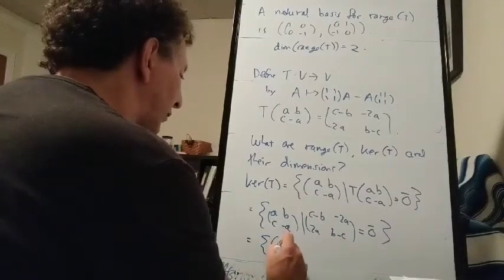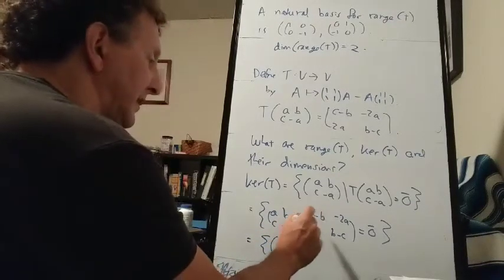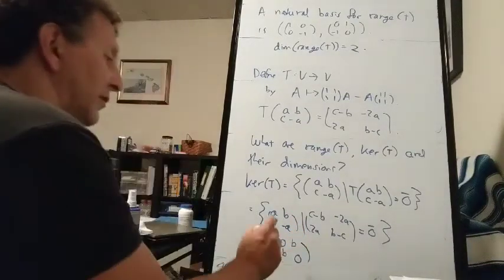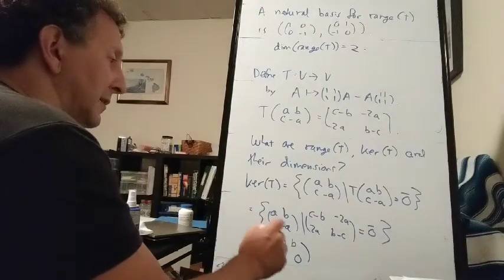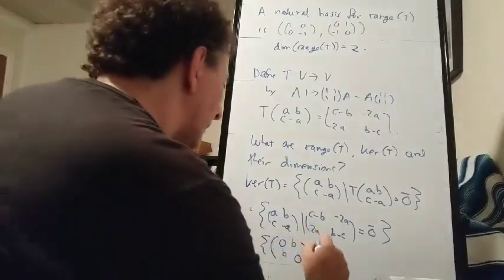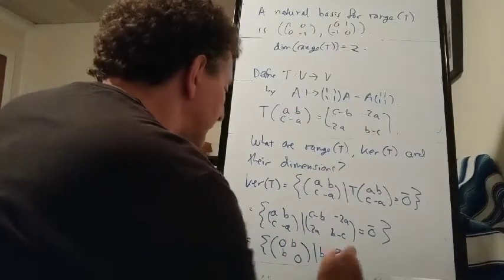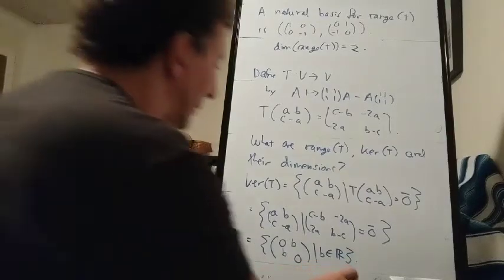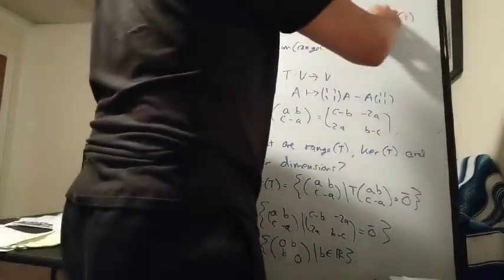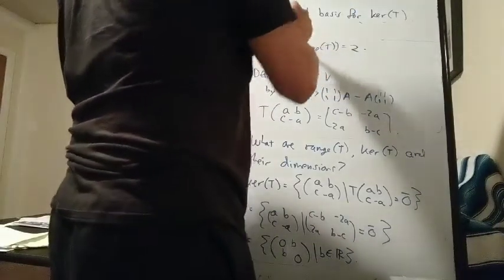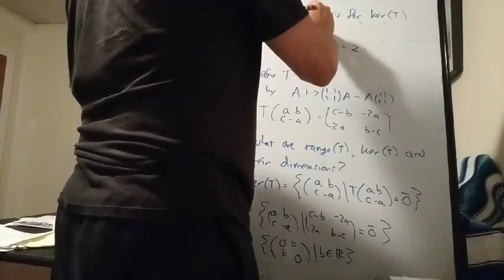So all the matrices of the form, we have 0 here. C and B we said have to be the same, so all the matrices of the form 0, B, B, 0, such that B is a real number. So a natural basis for the kernel of T is just that one matrix 0, 1, 1, 0.